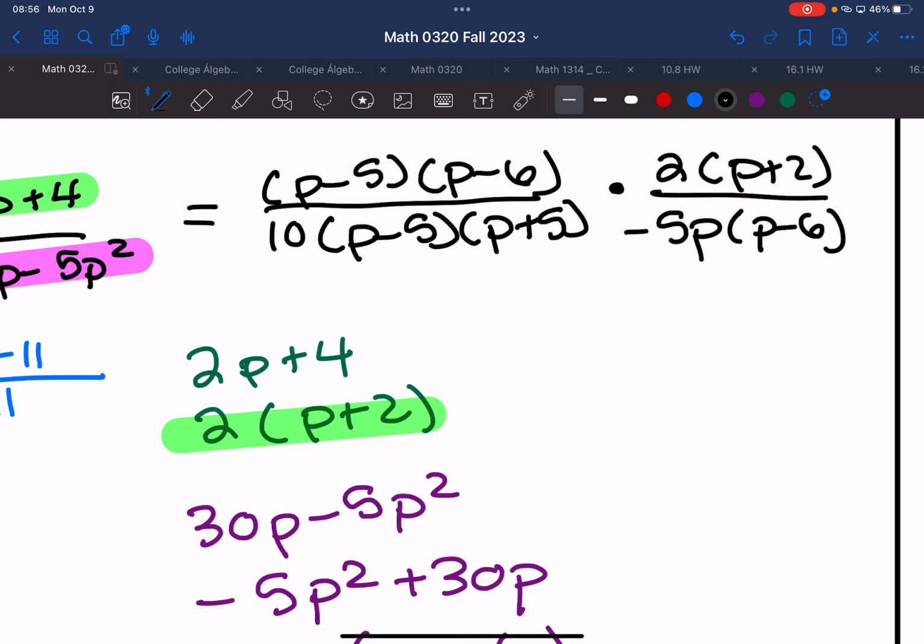So looking at the first fraction, is there anything that I can reduce? Just the first one. P minus 5. Okay. Anything in the second one, just the second one? No, right? There's nothing we can do in the second one. So then we're going to look on that first diagonal. Can we cancel anything on that first diagonal? Good, the p minus 6. Anything on the second diagonal?